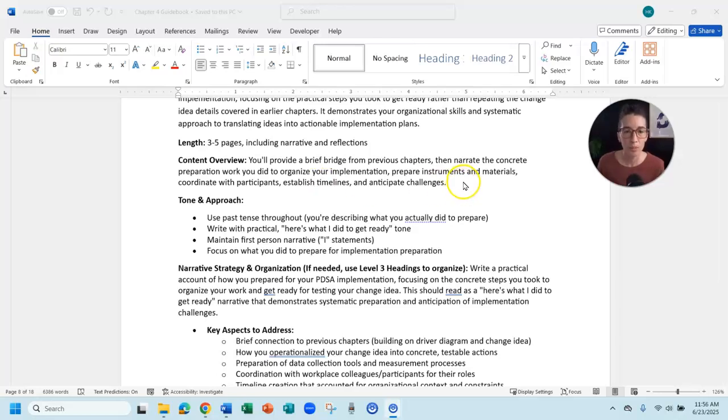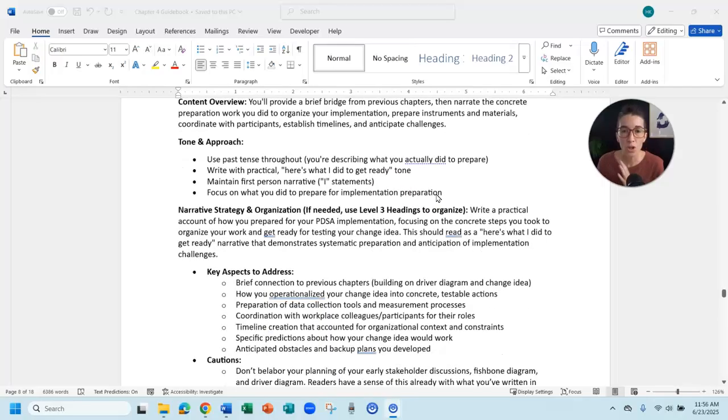Then narrate the concrete preparation work you did to organize your implementation: how you prepared your instruments and materials, how you might have coordinated with participants, like recruiting participants, establishing timelines, anticipating challenges, etc. Okay, the tone and approach: you're going to use past tense throughout. You are describing what you actually did to prepare.